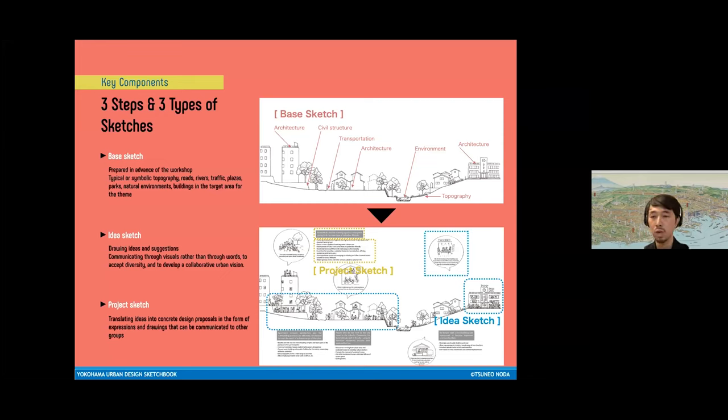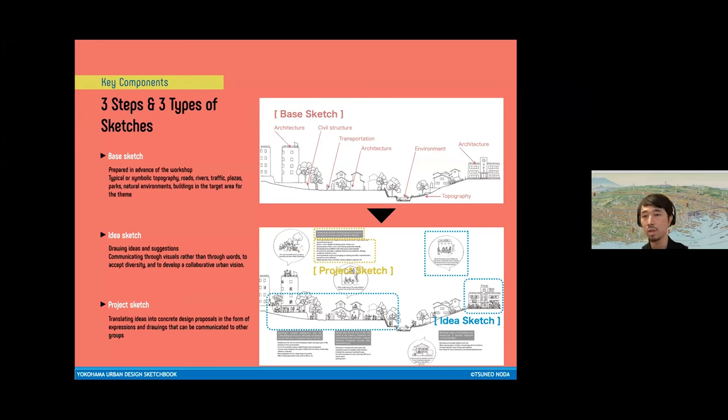The portion and the yellow portion. As I will introduce to you, children as well as elderly people can just draw whatever they want in text as well as in drawings on top of this base sketch. So it's not as if only those who have big voices can take part in the workshop, but children who may not speak very well can also take part alongside other participants.